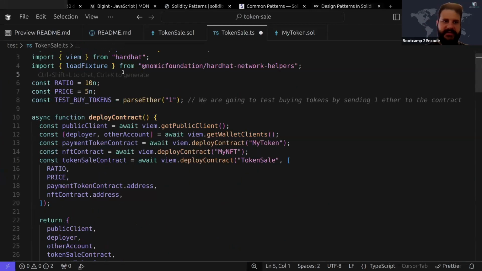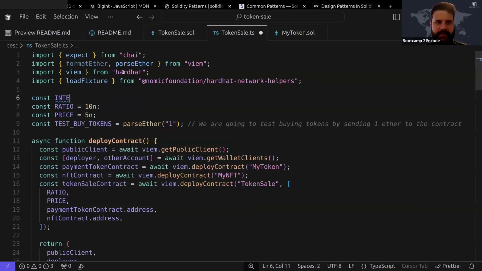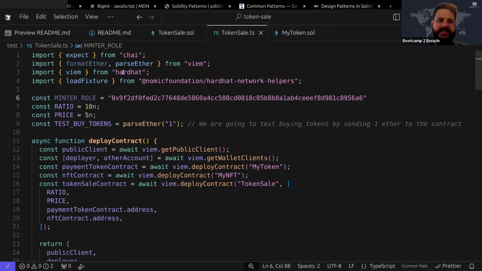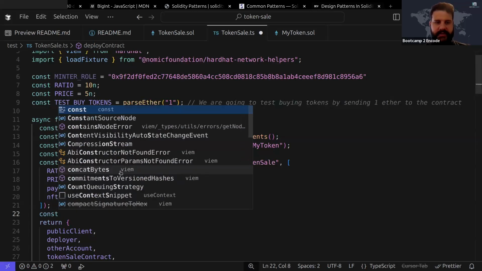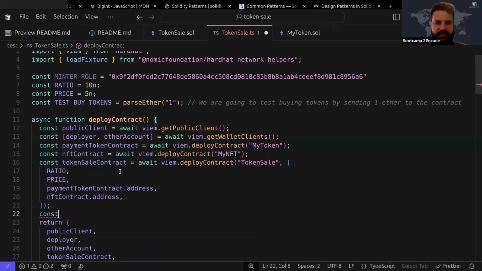I can even define this as a const here, const minter. Or in the worst case scenario, I could read that from the smart contract. We did that already. This is the minter role that I'm missing, right? So before I proceed, I could do something like this. Const grant minter role in the payment token contract. I guess I would have that for the NFT later. Grant minter role for the payment token contract.